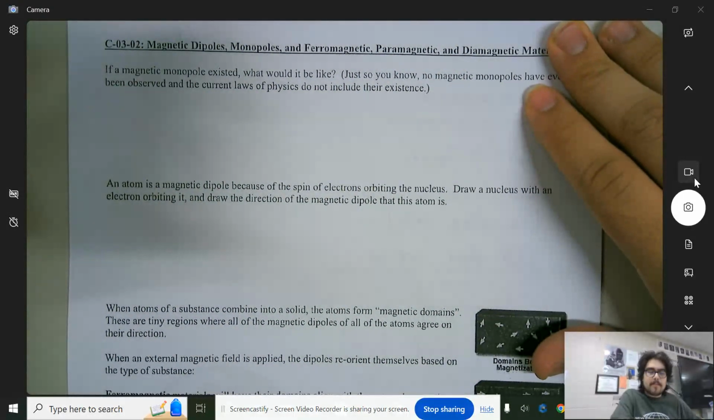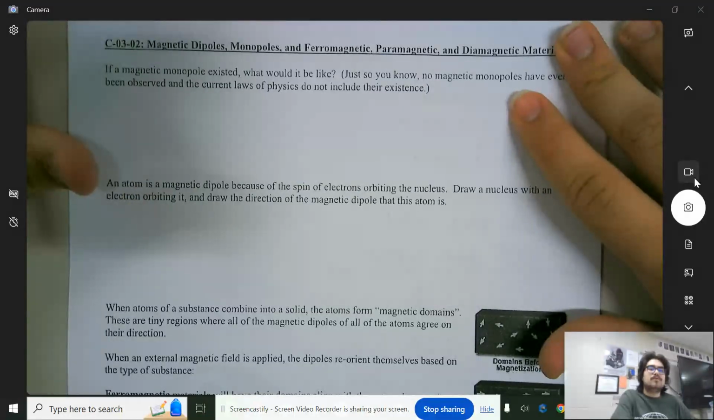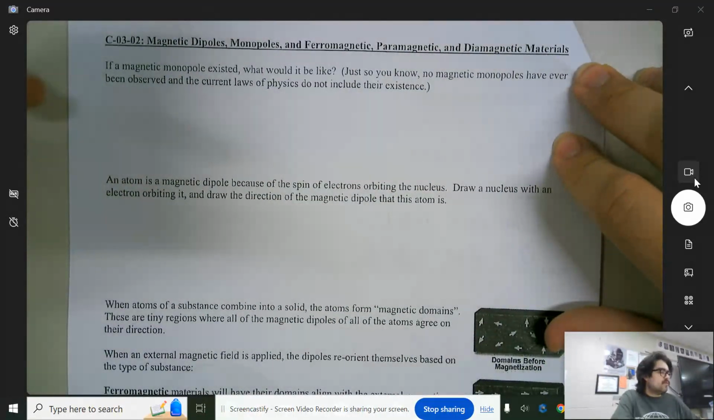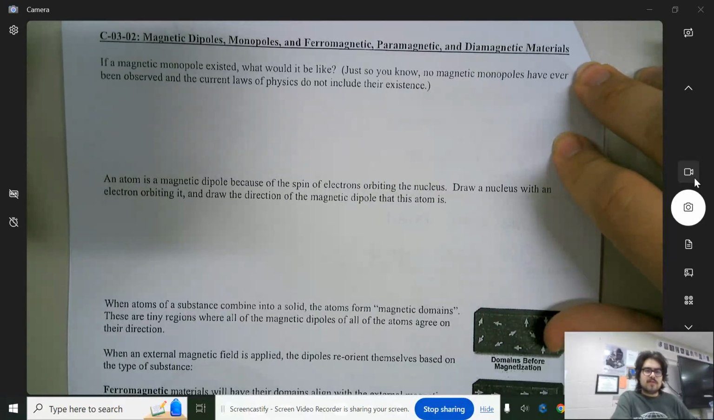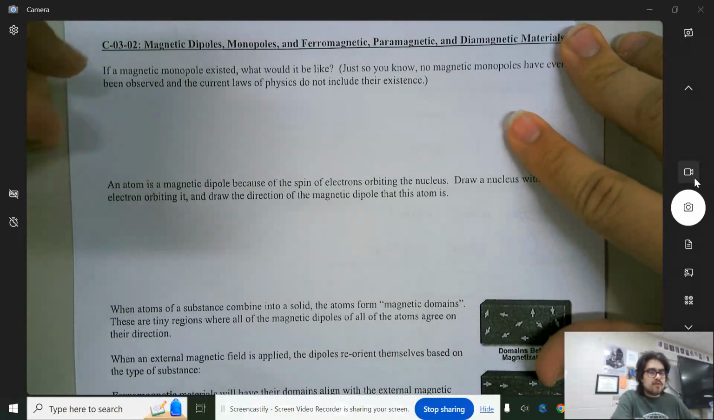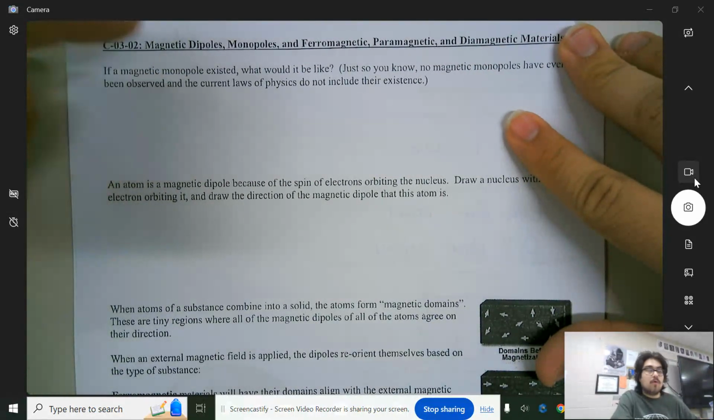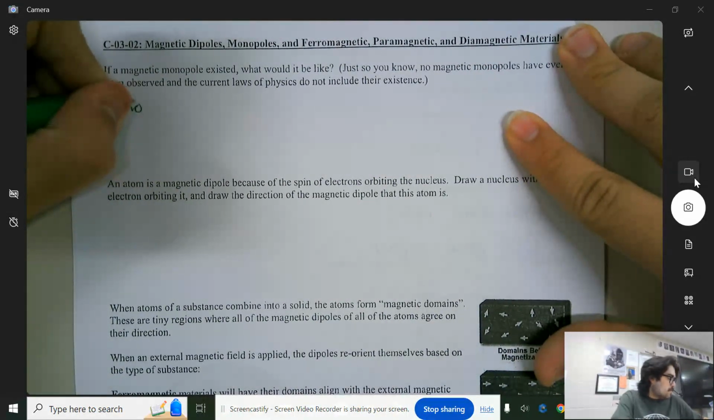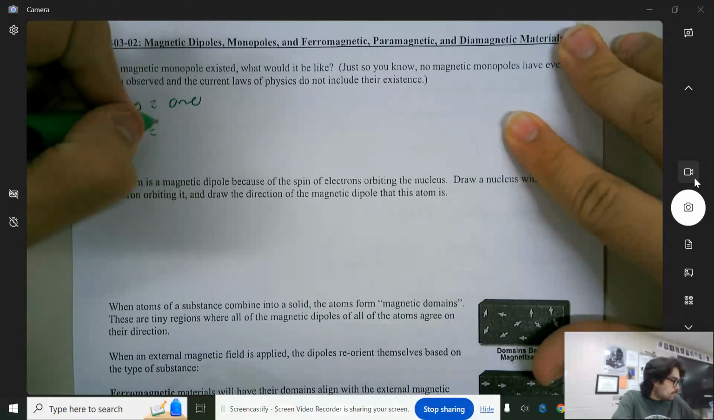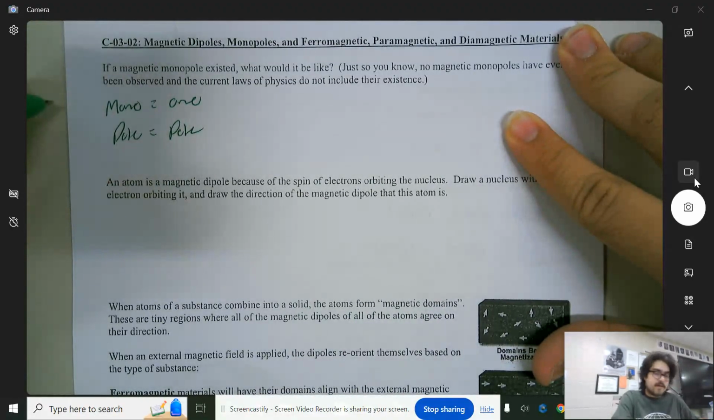A magnetic monopole has never been observed, okay? And they're not included in the current laws of physics, but I do want to talk about them just really quickly, okay? You should know, you can break down this word, right? Monopole. What does mono mean? Mono means one, and pole means pole, okay? So that means one pole.